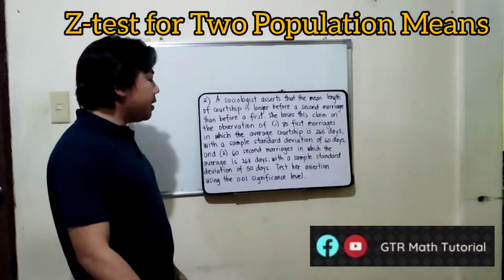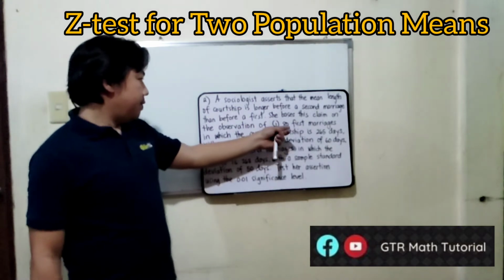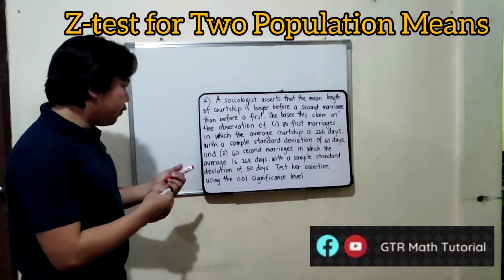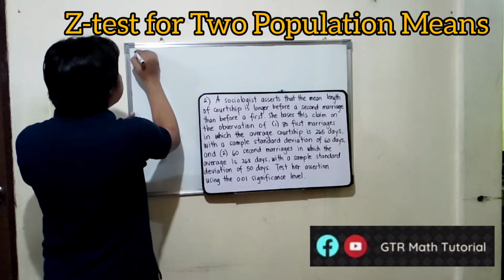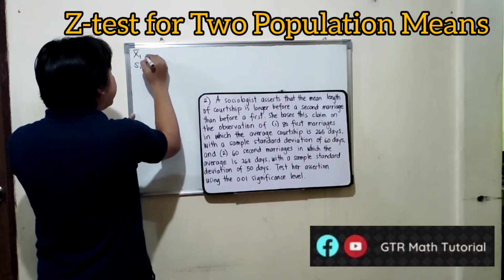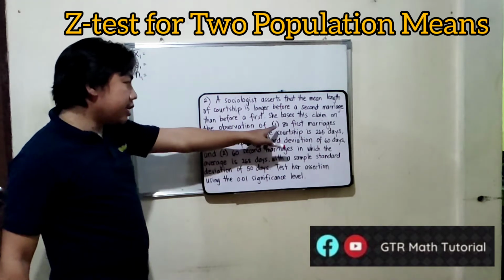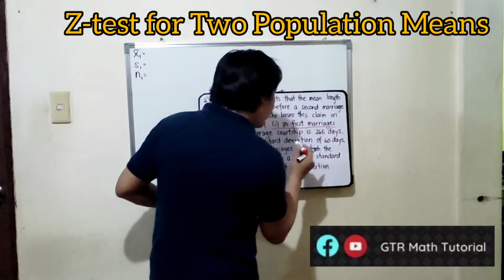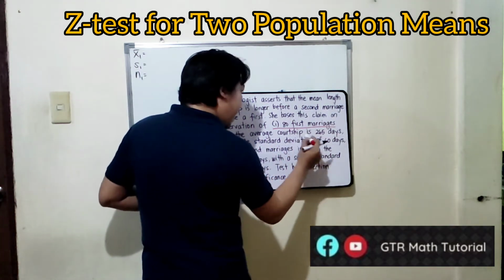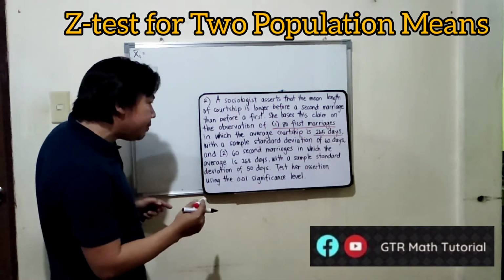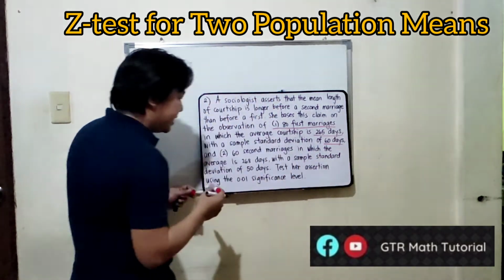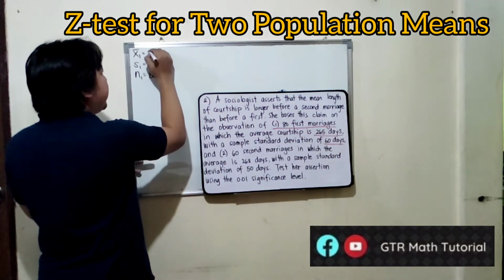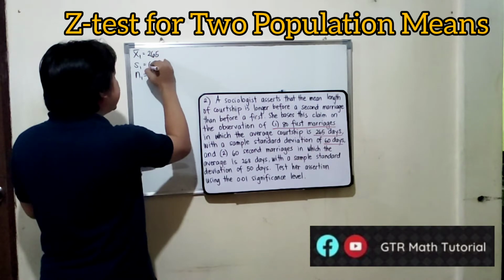Okay, so sulat muna natin ang mga given. Meron tayong 2 groups. The first marriages, and then for the second group, we have second marriages. Okay? So for the subscript 1, we have X bar sub 1, the mean, the sample standard deviation, and the sample size. So for the first group, we have 80 first marriages with average courtship of 265 days and sample standard deviation of 60 days. So we have n is 80, mean is 265 days, and standard deviation of 60 days.